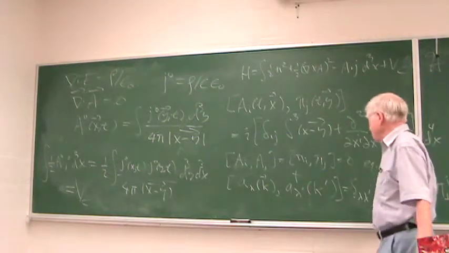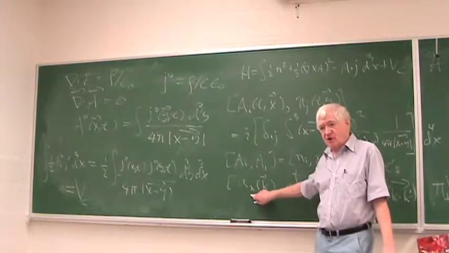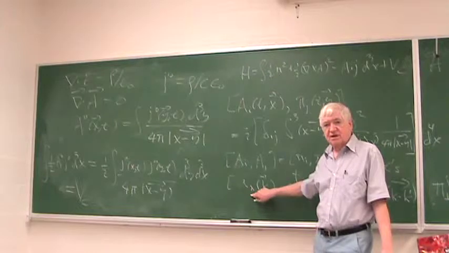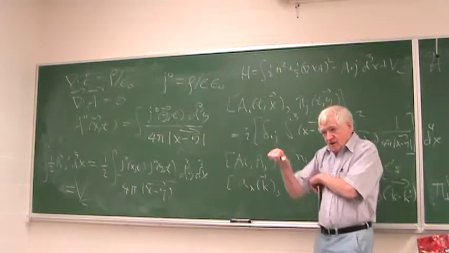In fact, this is the commutation relation, but notice, I didn't tell you what lambda and lambda prime are. They're plus and minus. In other words, for a circular polarization, this way or that way.